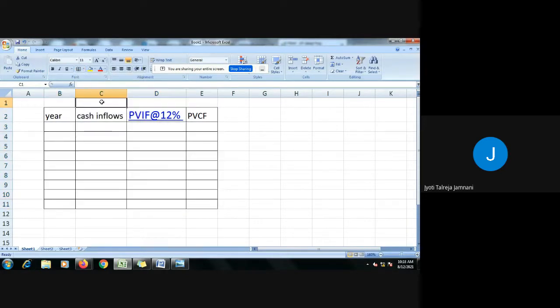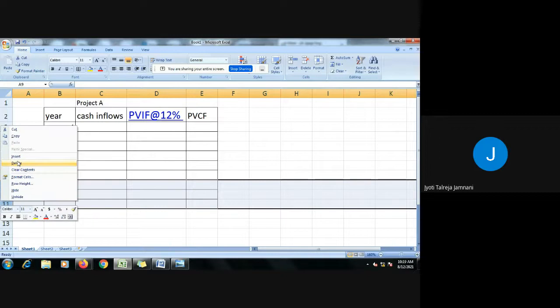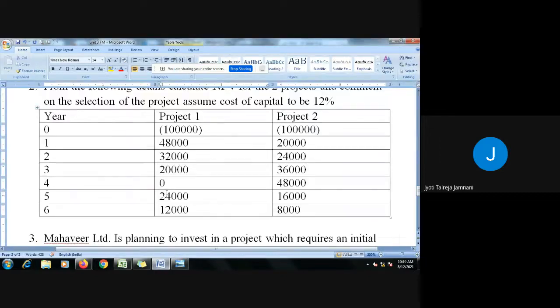We're doing first for project A. Is it visible to all of you? Yes, ma'am. So there's 6 years. We'll do it for 6 years. Let me take the cash flows of project A for 6 years.